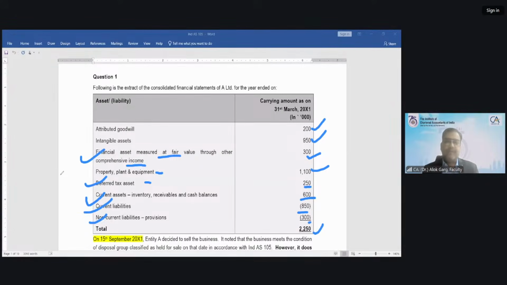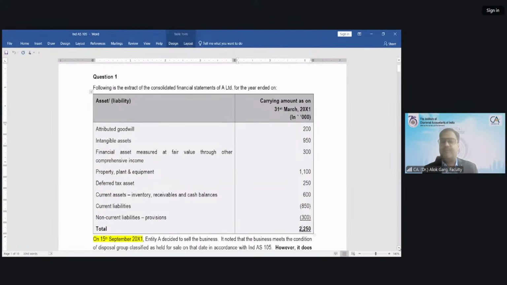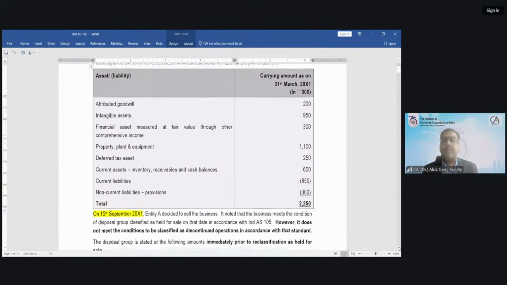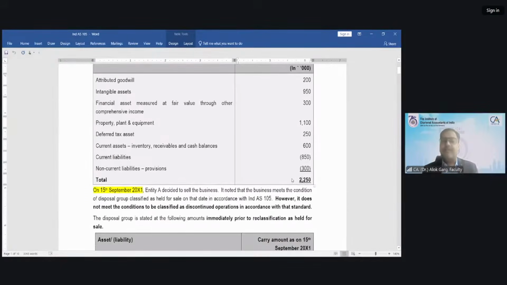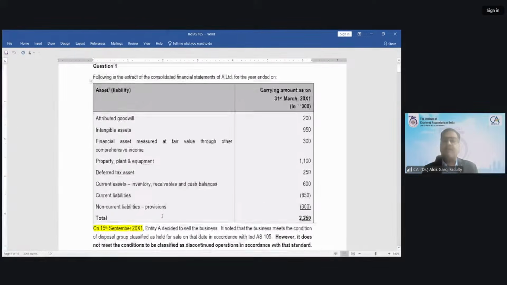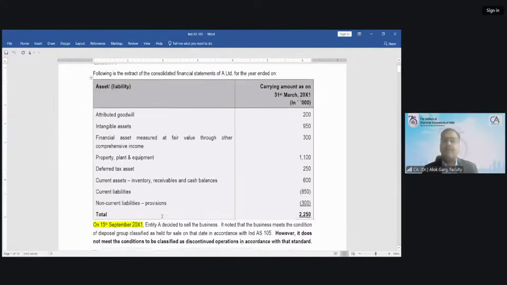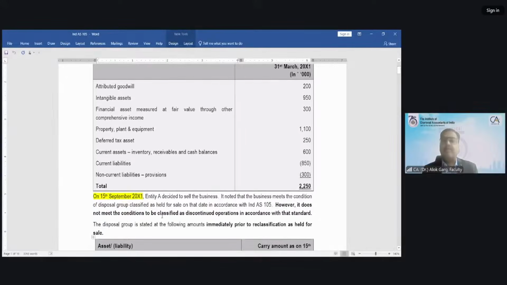Okay. Now let's move further. So 2250 is the value. 2250 is the net value of this disposal group. On 15th September 20x1, means after how many months? 5.5 months. On 15th September 20x1, entity A decided to sell the business.